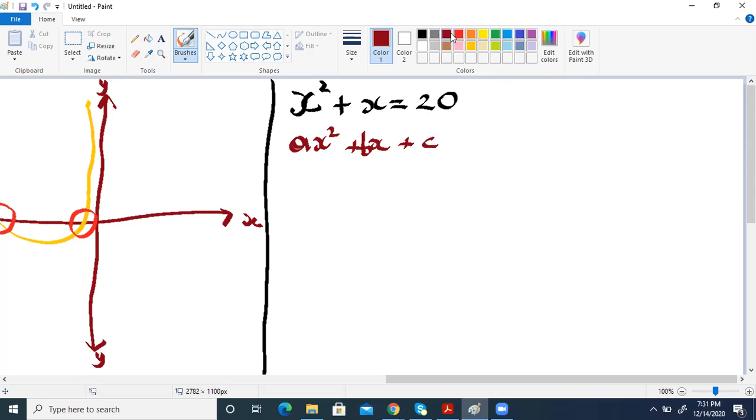So what you would need to do in this instance is move this 20 from this side of the equation over to the left side. We are going to rearrange the equation and get x squared plus x, and now when it comes over, it's going to be minus 20. Nothing is left on this side of the equal sign, so it's going to be equal to 0.